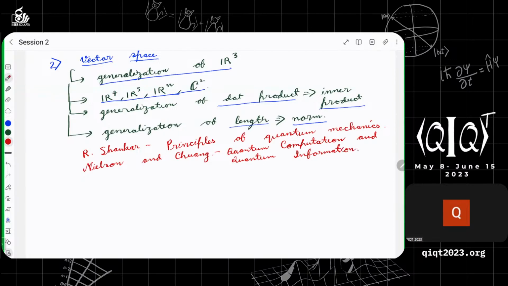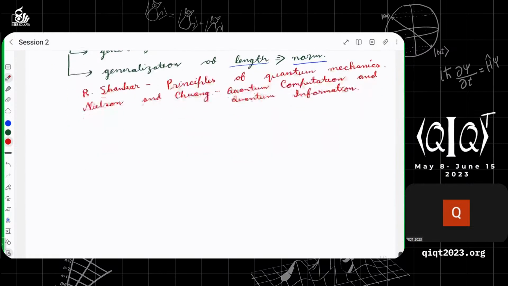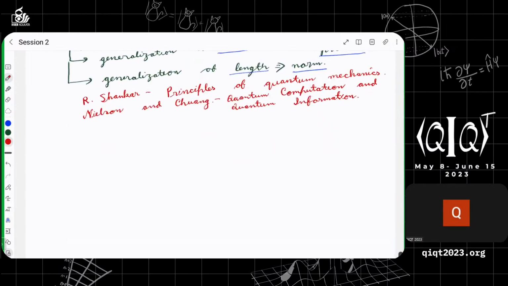Okay. Is there anything else? Okay, if not, let's start with today's session. What we will do today is a formal definition of vector space. So last day we defined vector spaces. We talked about vector spaces, but not very rigorously. Today we will do that.